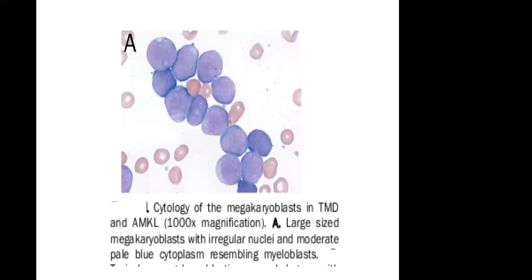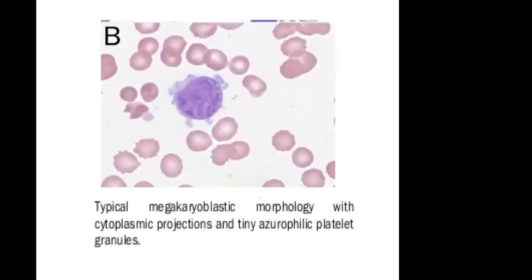And if we look at the bone marrow, or even a peripheral slide, what you will find is megakaryoblasts in TMD, as well as in acute megakaryocytic leukemia: large megakaryoblasts with irregular nuclei and moderate pale blue cytoplasm resembling myeloblasts. This is very characteristic, typical megakaryoblast morphology, with cytoplasmic projections and tiny eosinophilic platelet granules. You can see in this picture, here is this megakaryoblast.